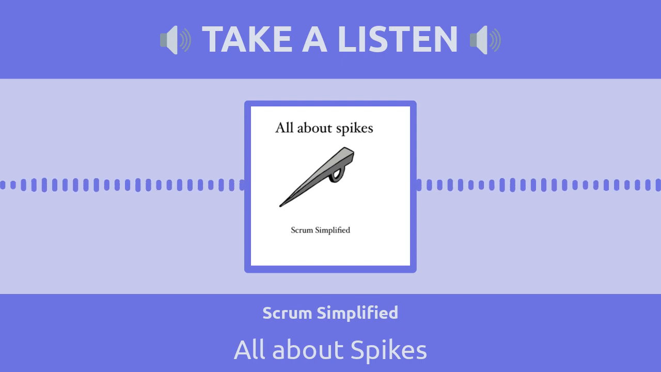Another question that comes up very often is, can a spike span sprints? No. A spike is meant to be a short investigation, not going on forever. You should time box a spike and keep it within a sprint. Ideally, a few days to 1 week is what I'd suggest. But you can go up to a max of the sprint itself.